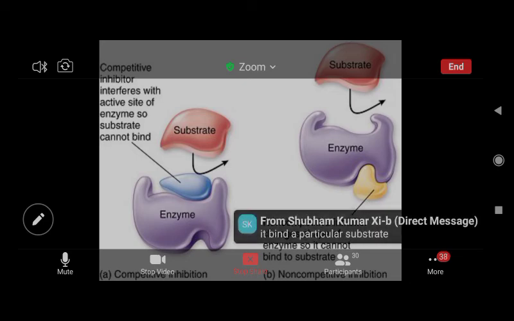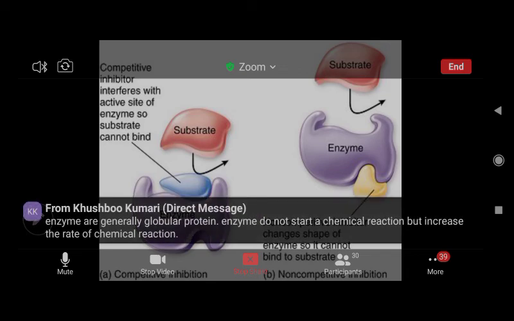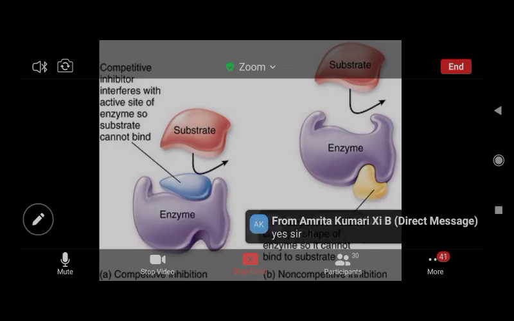Is it clear that enzymes are highly specific? That means a particular type of enzyme will bind to a particular substrate only, and some of the chemicals will definitely affect the enzyme activity because they are sensitive to it. Why are they sensitive? Because they are highly specific. Are you getting my point, students?